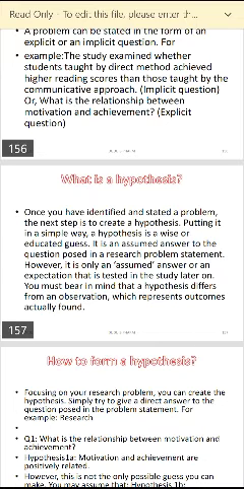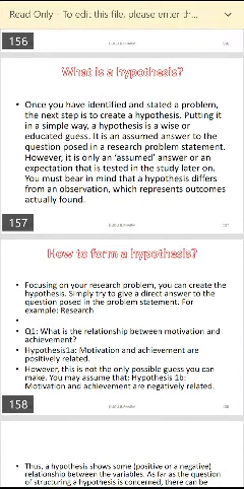Putting it in a simple way, a hypothesis is a wise or educated guess. It is an assumed answer to the question proposed in a research problem statement. However, it is only an assumed answer or an expectation that is tested in the study later on. You must bear in mind that a hypothesis differs from an observation, which represents the outcome actually found.